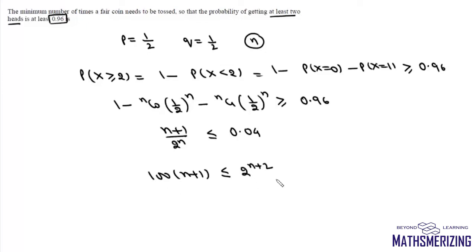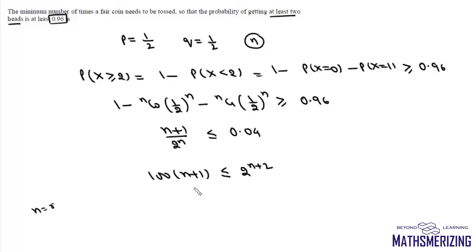Now this is greater than 100, so that means 2^(n+2) should be greater than 100. So basically the value of n should be greater than or equal to 5. Now we take n as 5. Now it will be 600, and here it will be 2 to the power 7, which is 128, not possible. So we take 6.